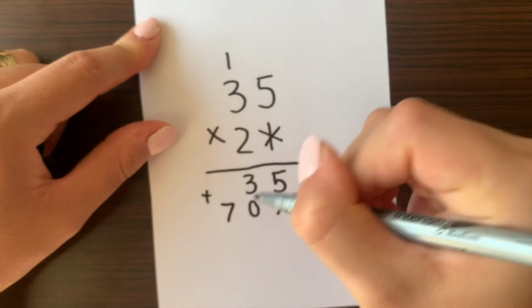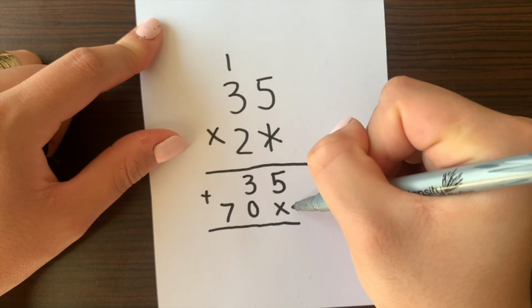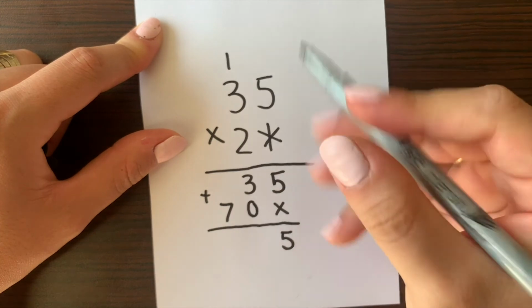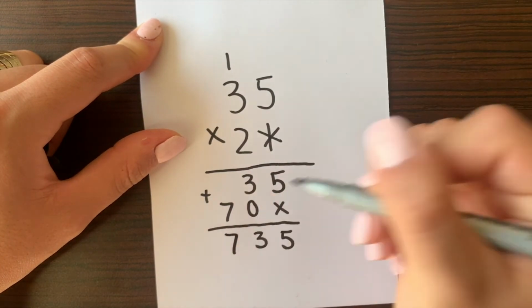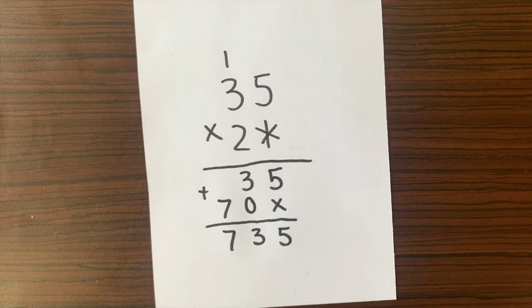So then you add these two numbers here. 5 plus 0 is 5. 3 plus 0 equals 3. And well, the 7 you just bring down. So 35 times 21 equals 735.